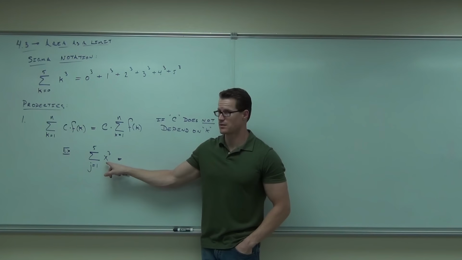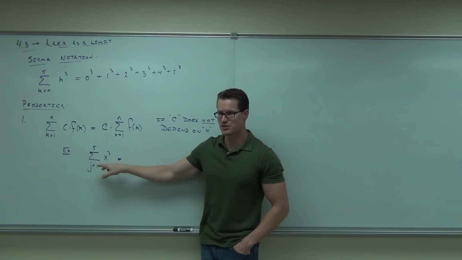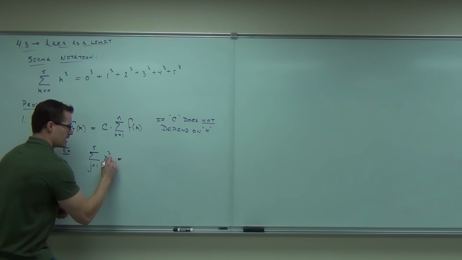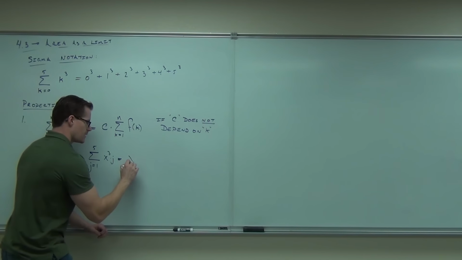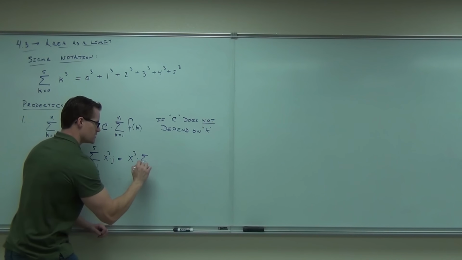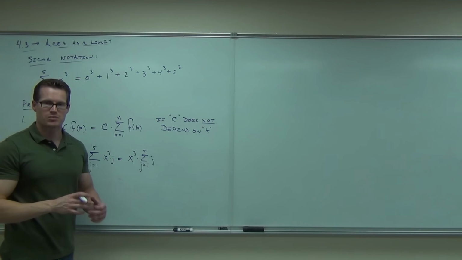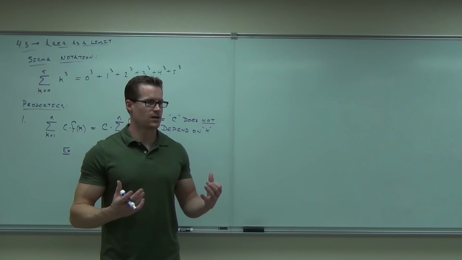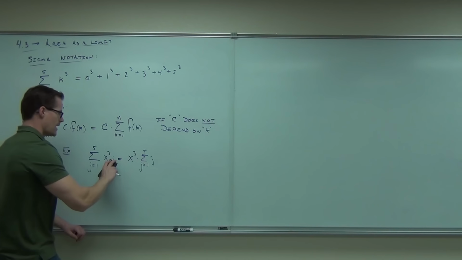This does not mean the same thing as this does. This is x cubed. If I had x cubed times j, then this would be x cubed times the summation of j from j equals 1 to 5. I could do that. Anything not depending on j that's being multiplied, I can take out. Believe me? Now I'm going to erase this because I want you to really think about what this means when I have no j.